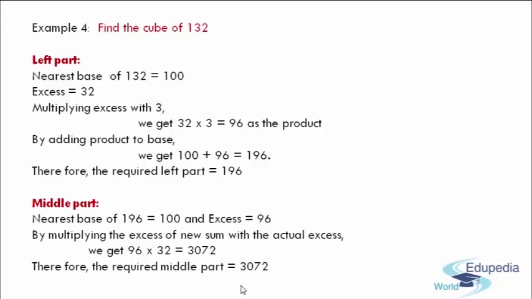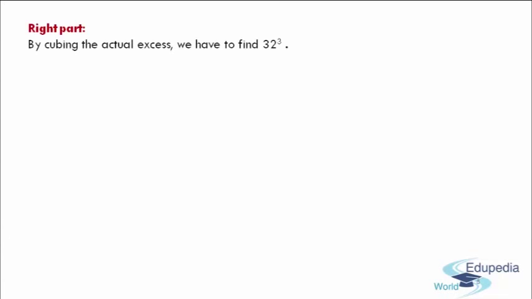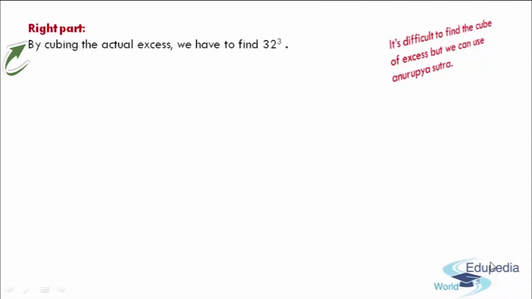Now after completing the middle part and moving to the process of the right part, what we should do here is find the cube of the actual excess. But the excess is a 2-digit number, so to find its cube it becomes a bit difficult for us. To get rid of this difficulty, I am going to use Anurupya Sutra.